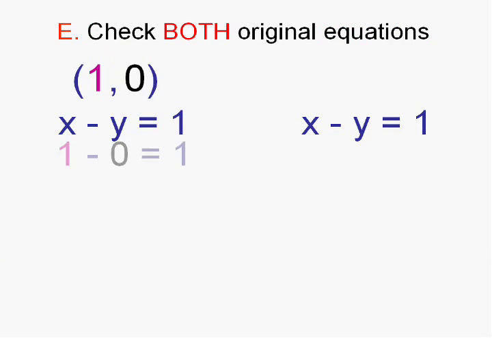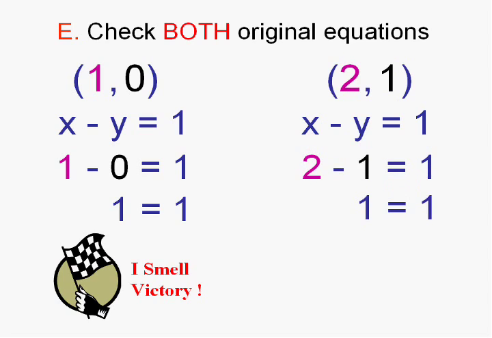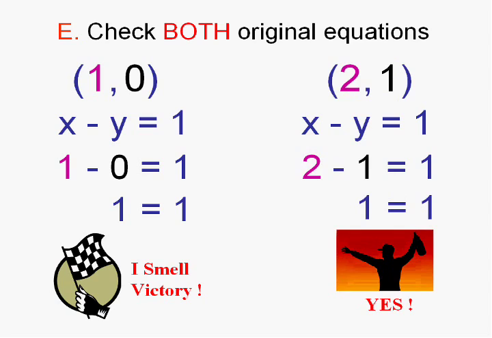1, 0. 1 minus 0 does equal 1. We're looking good. And 2, 1. Well, 2 minus 1, if we put that in, does equal 1. But we did find the 2 points of intersection.